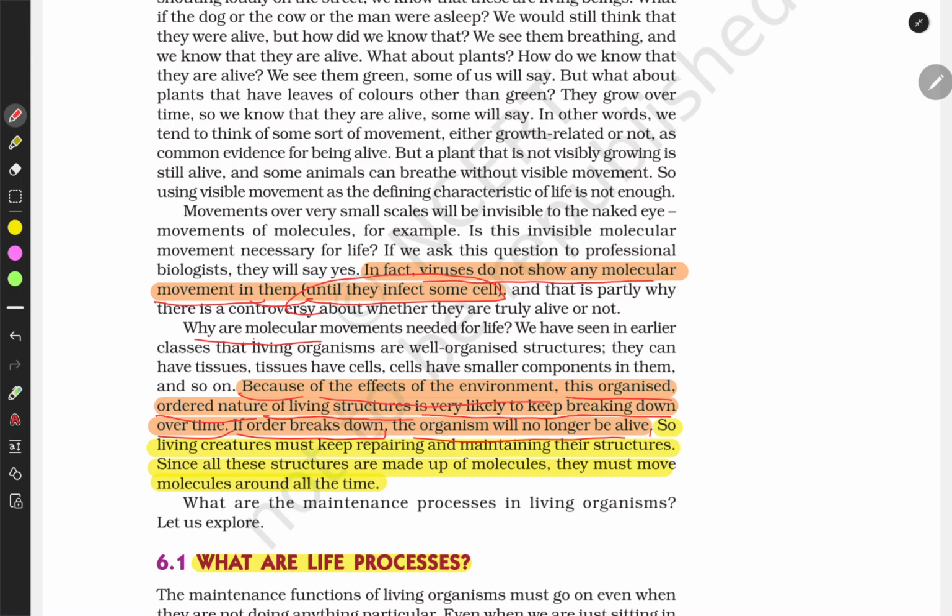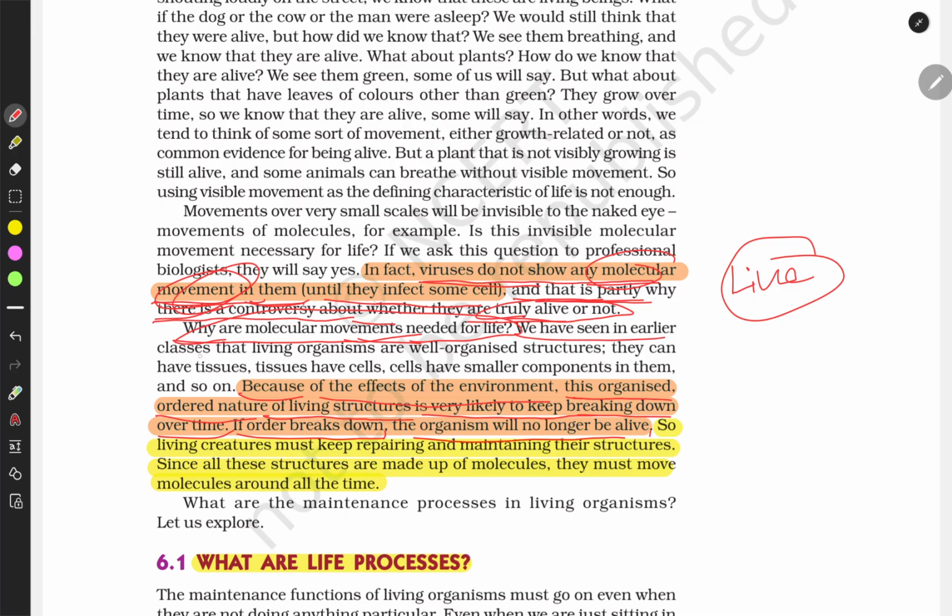So, why is molecular movement needed for life? There must be molecular movement in life. In viruses, we don't see any molecular movement until they infect a cell, and that is partly why there is a controversy about whether they are truly alive or not. So for something to be alive, there should be molecular movement in it. Why do we need molecular movement?